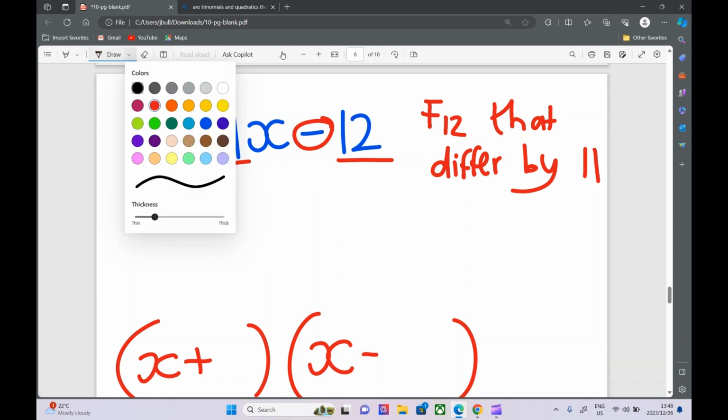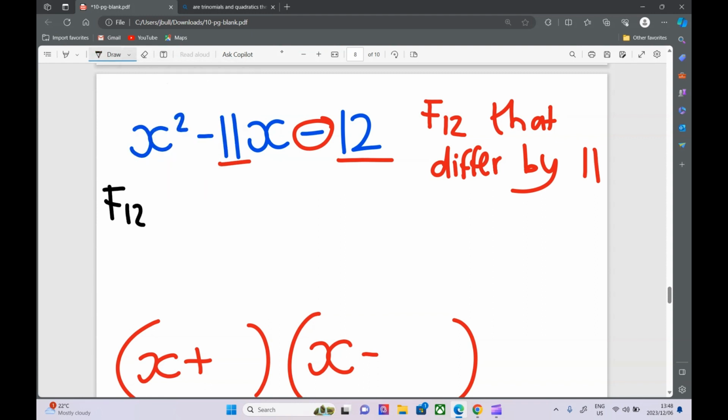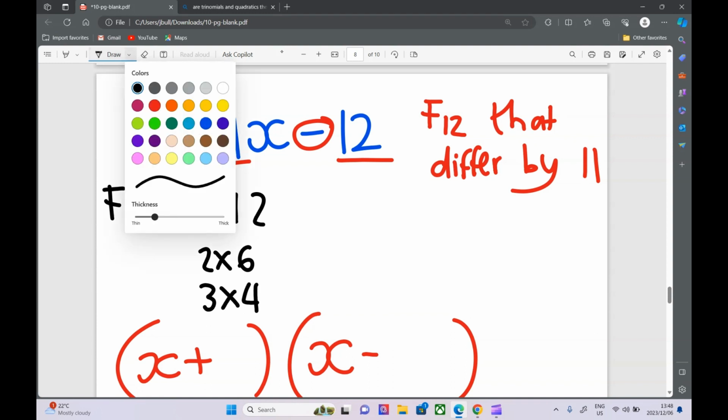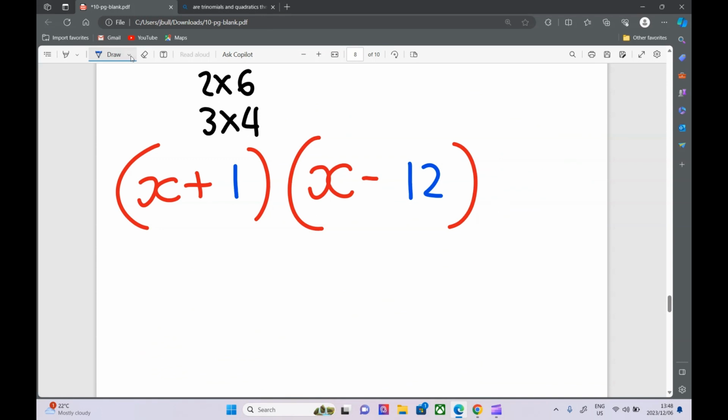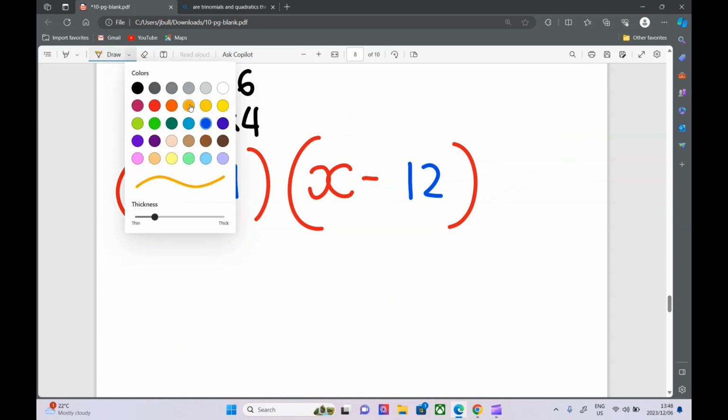Okay, so factors of 12, we have got 1 times 12, 2 times 6, 3 times 4. Let's see which ones have a difference of 11. So 12 take away 1 will give me 11. So that is actually my answer there. So 1 and 12. Same as before, I put it in any order, and then you're going to test if it's the right order by expanding. Okay, so let's quickly expand this one.